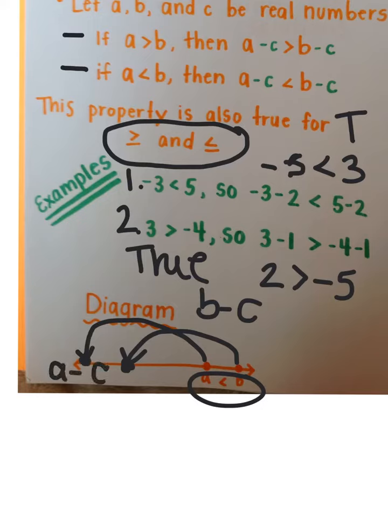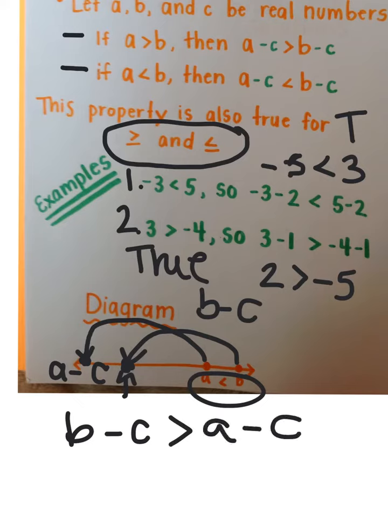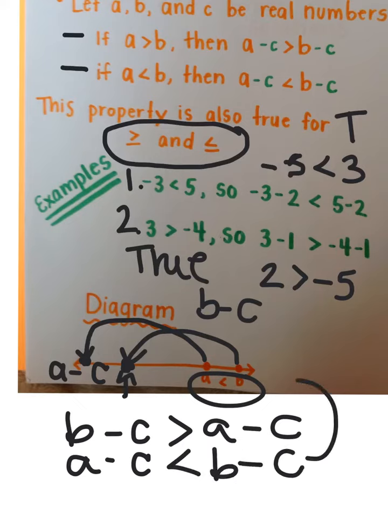If I'm looking at the number line and B minus C is right here, then B minus C is greater than A minus C, or A minus C is less than B minus C, which corresponds to A is less than B up here. Okay?